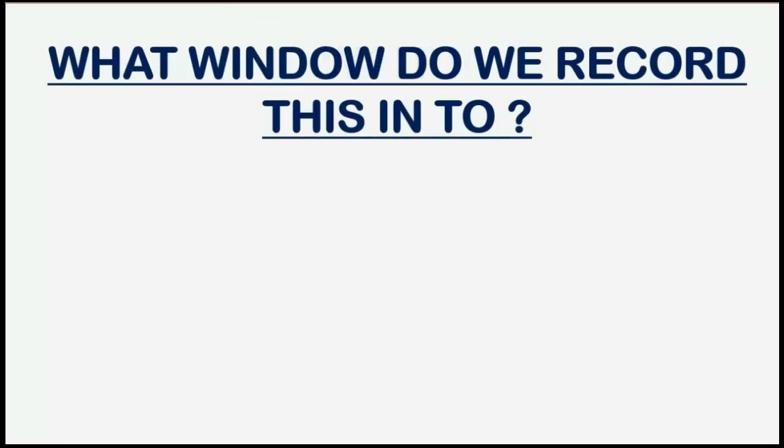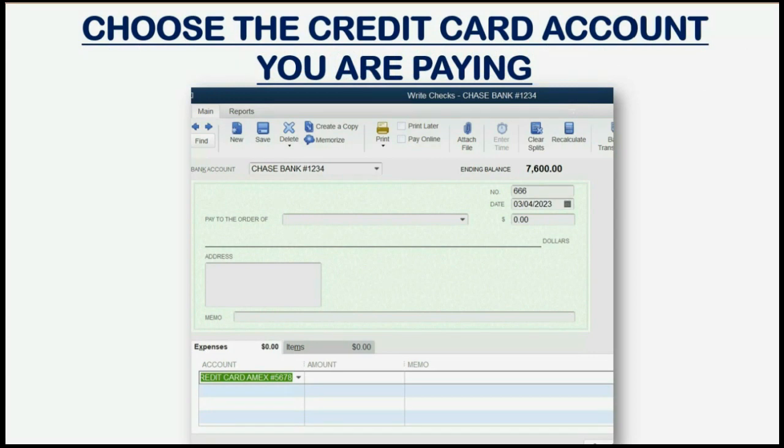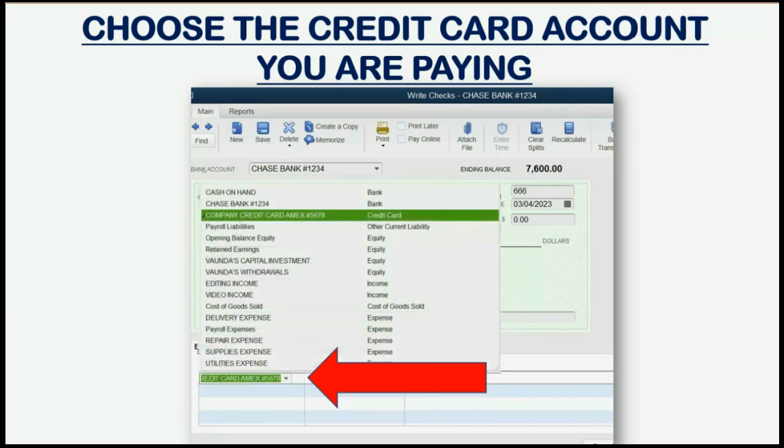But wait a minute. What window do we record this into? The answer is we use the write checks window. That's the proper window to record paying down the balance of the credit card. And when you use the write checks window, you do it the same way that you always did, but the most important thing is to choose the credit card that you're paying from the list of accounts at the bottom of the window. Otherwise, it's just like any other online payment or any other check that we already learned about.